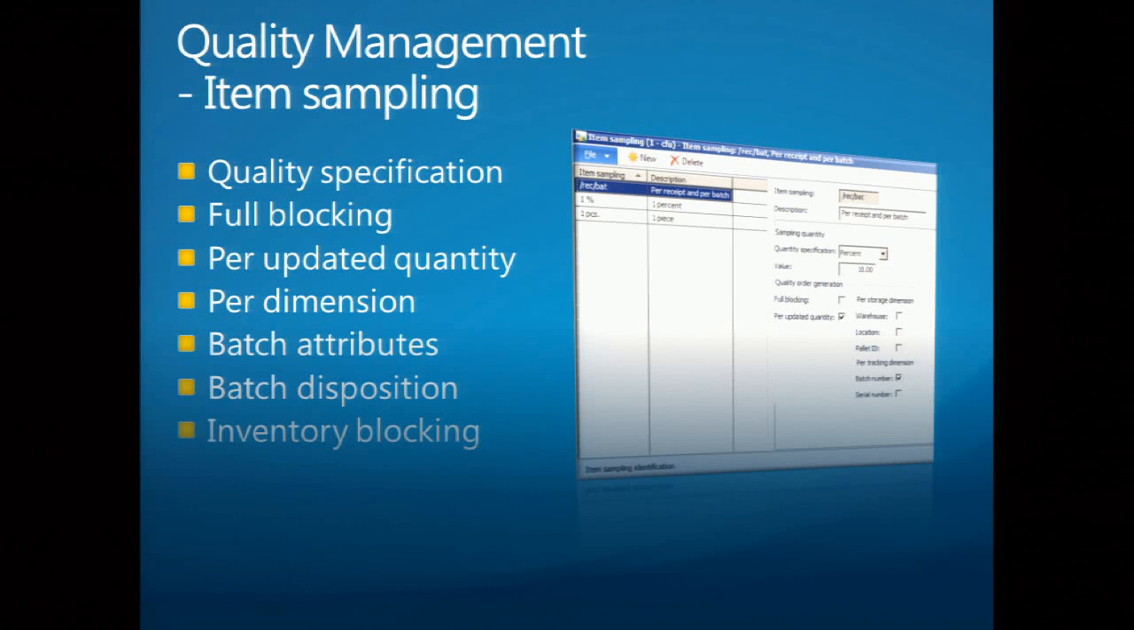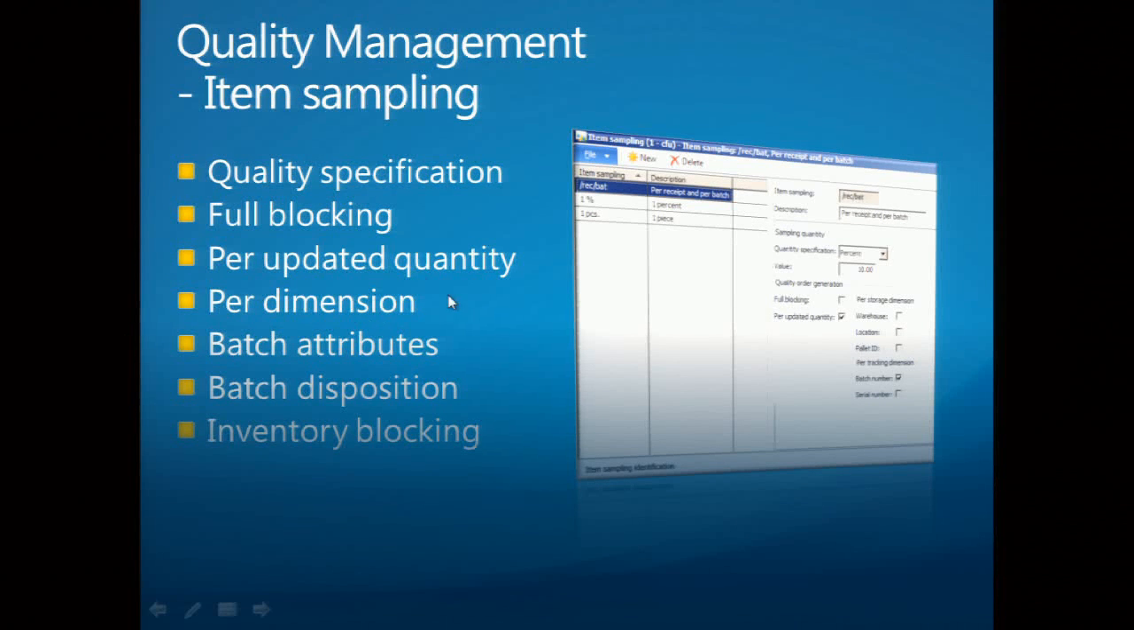Okay, and people who have used process manufacturing in the past will know that there's something called batch disposition, which was always there in process manufacturing. And that batch disposition was a manual control on the batch. And you still have that functionality, but it also works together with full blocking. So if you have full blocking turned on for a particular batch during quality inspection, then you can block that batch using full blocking, or you can choose to manually go and block that batch using batch disposition.